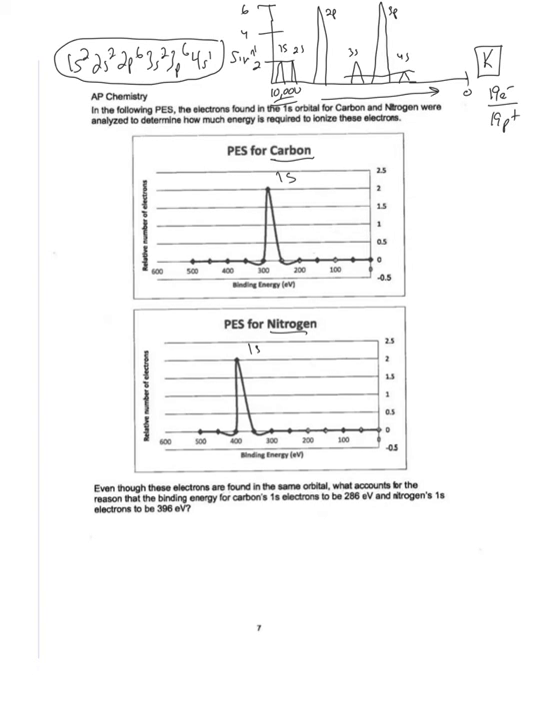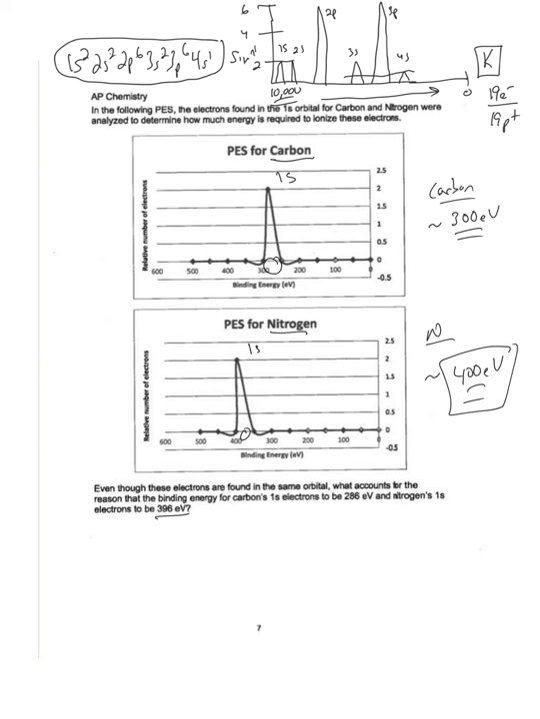Now, if I look at it, for carbon, the binding energy, or the energy it takes to remove both electrons, is a value that looks like it's around 300 electron volts. Nitrogen is around 400 electron volts. We're pulling from the same orbital. Why does it take more energy to pull an electron from nitrogen than it is carbon?